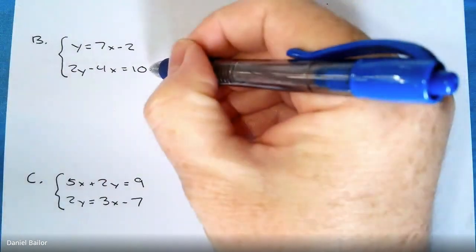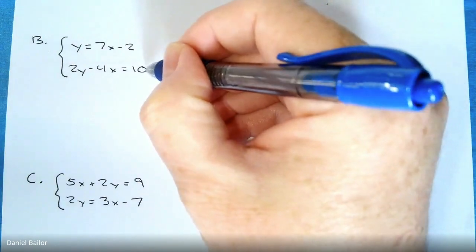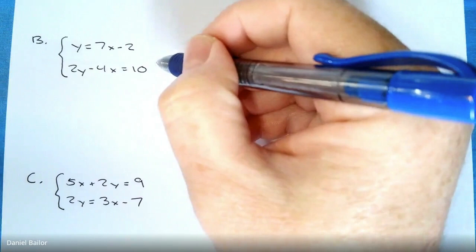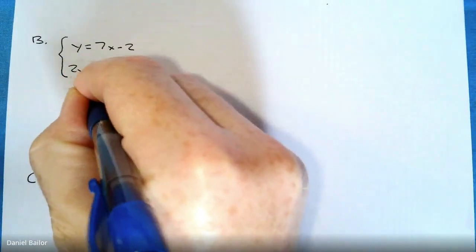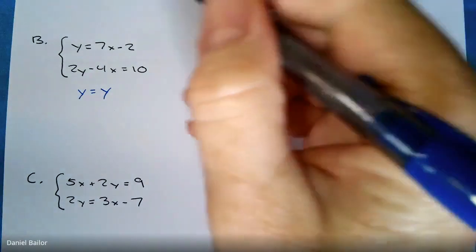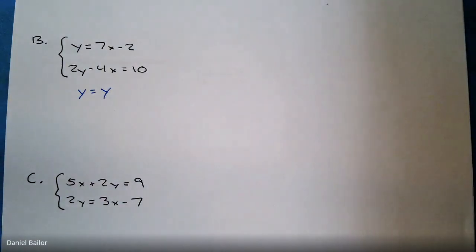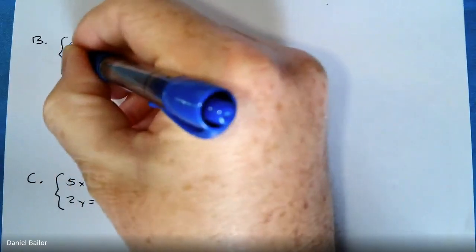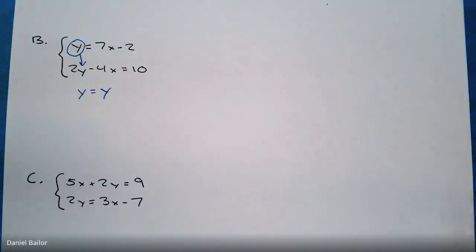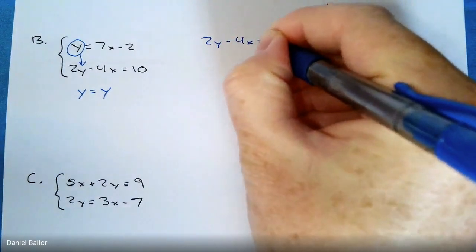This is in standard form right now. You do not need to change that to slope-intercept. You can keep it in standard form. Let me show you how, because y still equals y. To solve this a little bit faster than we did yesterday, I'm going to take this y and substitute it right there for that y in 2y minus 4x equals 10.